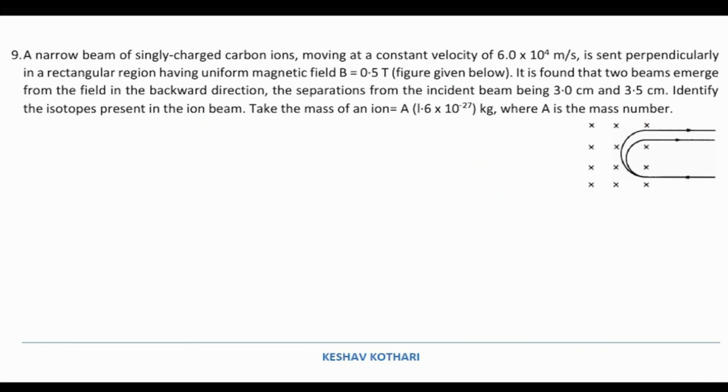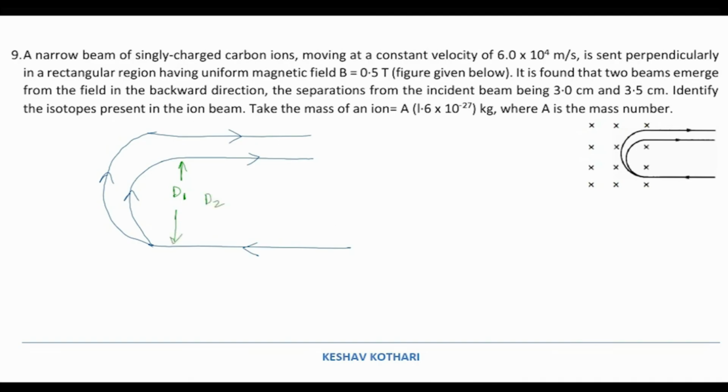So if I redraw this loop, or the path in which they are going, the path is somewhat this way. This is the common entry point into the magnetic field, and the two particles are split because of the variable force acting on them, perhaps because of the mass. This is the diameter of the first particle, d1, and this is the diameter of the second particle, d2. So diameter d1 is equal to 3 centimeters, and d2 is equal to 3.5. So I can take this ratio as 6 by 7, which is also the ratio for R1 and R2.